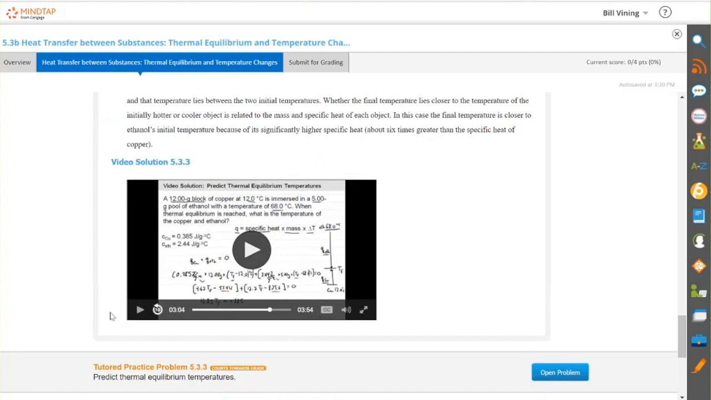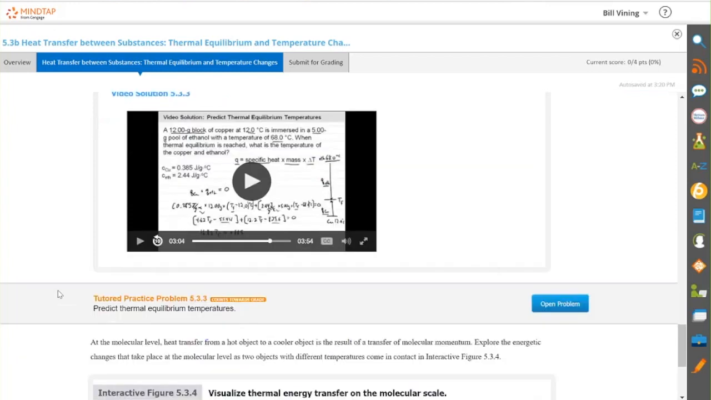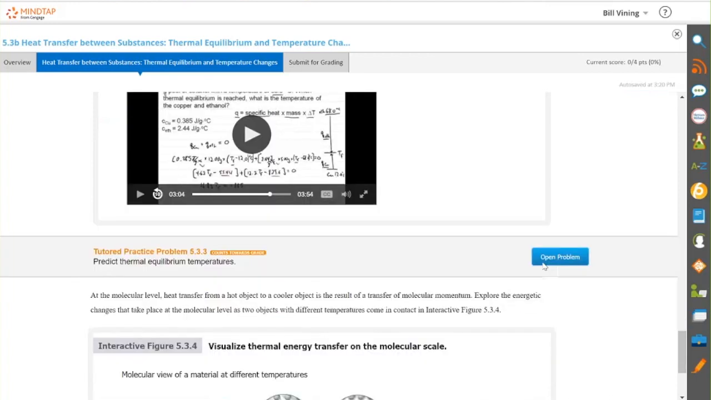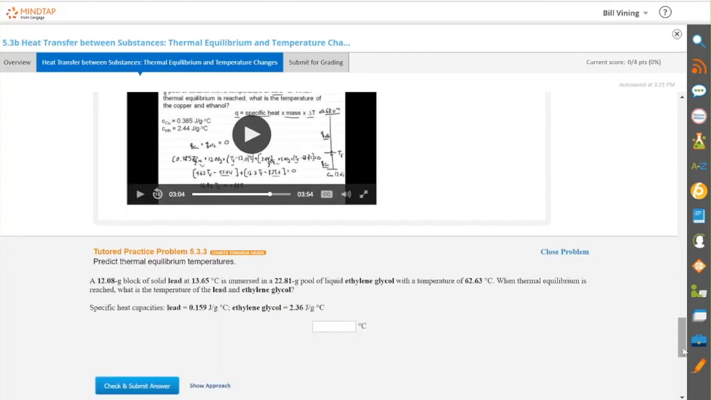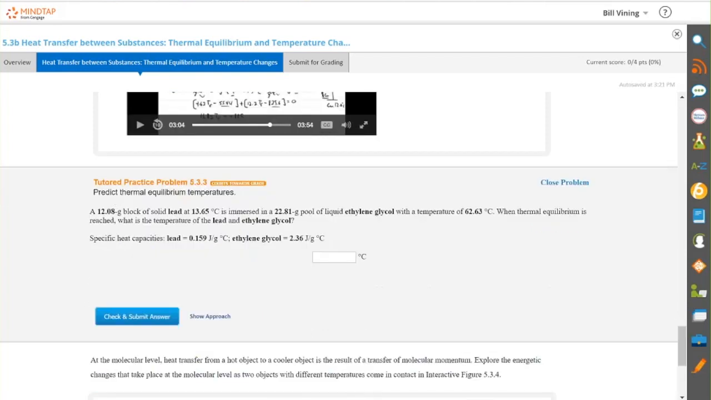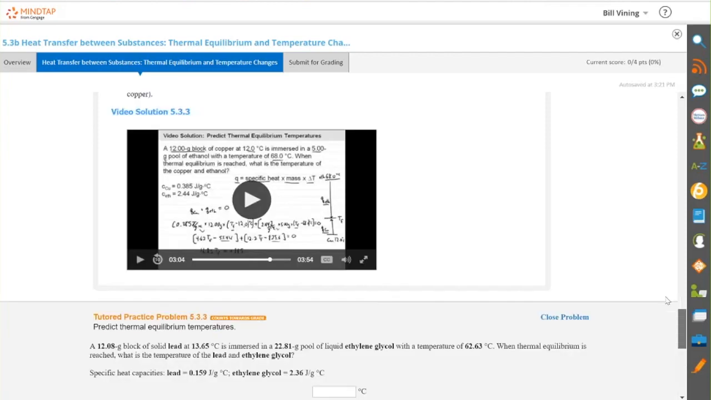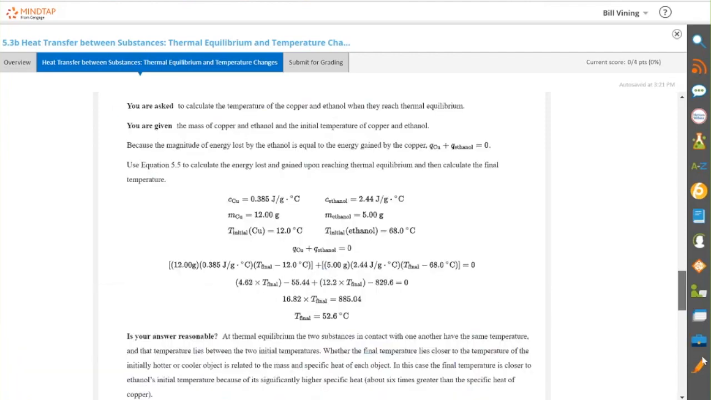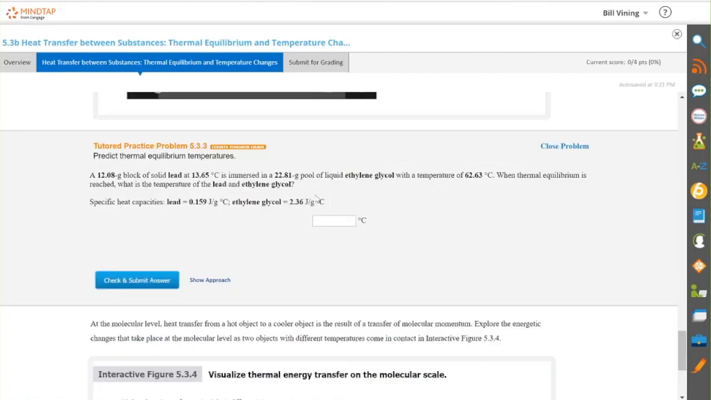And then finally, the students have their own problem to solve. So they open up an example problem, and it's the same kind of example that they did, but now it's got different substances in different amounts. So instead of this example up here, which was copper and ethanol, we now have lead and ethylene glycol. And each time you come up, it'll be different stuff and different amounts.